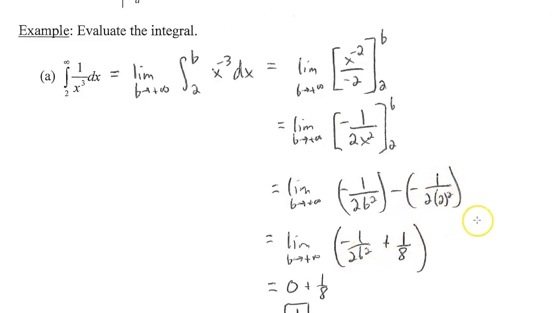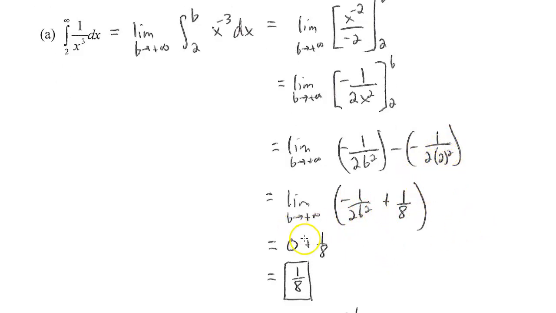That's 1/8 there. But remember, we're taking the limit as b approaches infinity. As b approaches infinity, this goes to 0. Now if the b squared had been on the top, as b approaches infinity, that would blow up to infinity. But since b squared is in the denominator, as b goes to infinity, that goes to 0. So this is 1/8. So the total area underneath that curve from 2 all the way out to infinity is only 1/8 of a square unit.